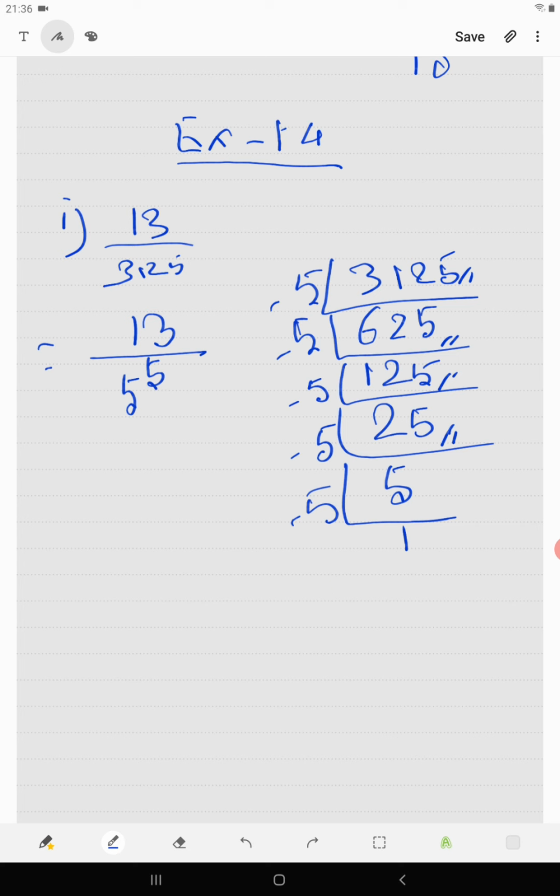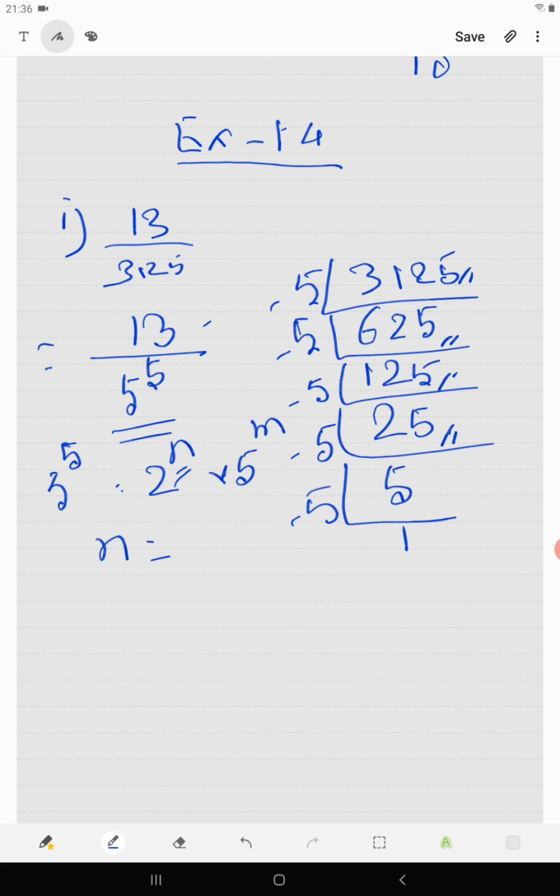So it becomes 13 over 5 to the power 5. Now see the denominator. I don't bother about the numerator. What is important is the denominator. The denominator is the bottom one, the numerator is the top one. So 5 to the power 5, you compare it with 2 to the power n into 5 to the power m. Can you see this?